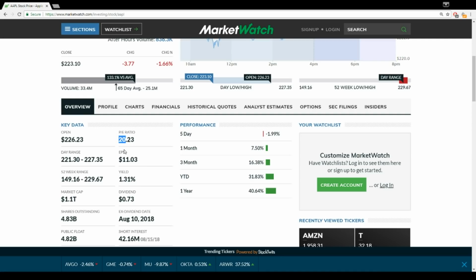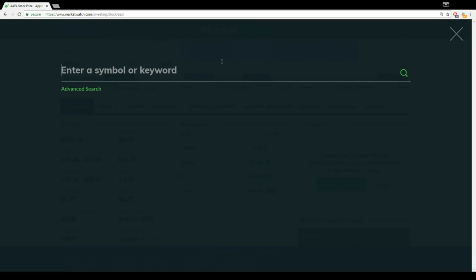So they both have large market shares. Apple's potentially getting bigger, Amazon might get bigger, but in terms of how much you're having to pay, the price, $226, for the value, which is the earnings per share, Apple's a much better deal than Amazon would be in that regard.